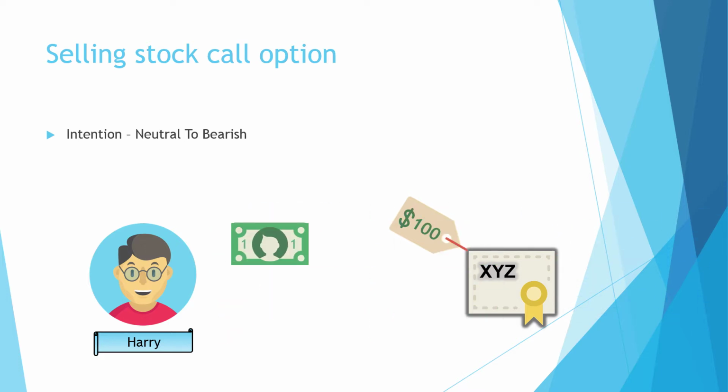Now, 3 things can happen on the day of expiration. Stock XYZ can go up, down, or stay where it is. Let's examine those 3 scenarios.